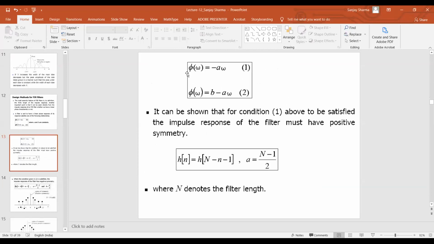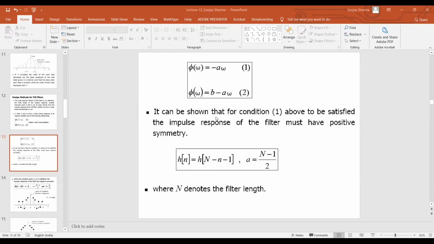Now, this is very important. So two equations are there. We looked at these two equations earlier also. If we can prove that the phase response looks like minus a omega or b minus a omega, then we can say that the FIR filter has linear phase characteristics. Now, that's very important. Please try to understand this.